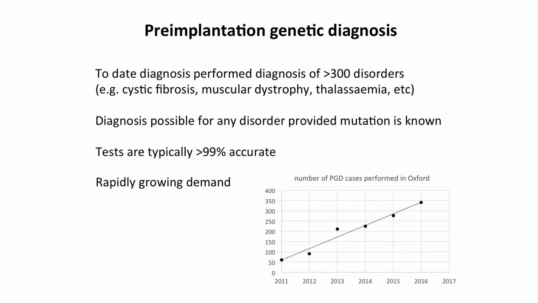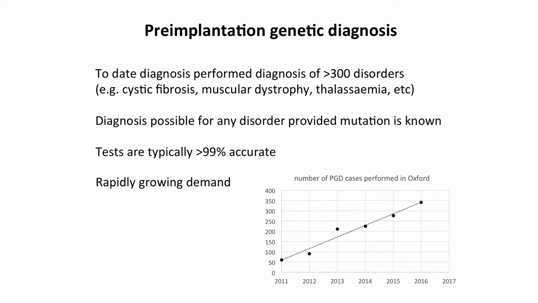We've now done PGD for more than 300 different disorders, and really since the sequencing of the human genome, 15 odd years ago now, it's possible to do PGD for almost any inherited condition as long as the underlying genetic basis is understood. The diagnostics are, I think, considering the challenges of PGD, extremely accurate. They're typically more than 99% accurate.